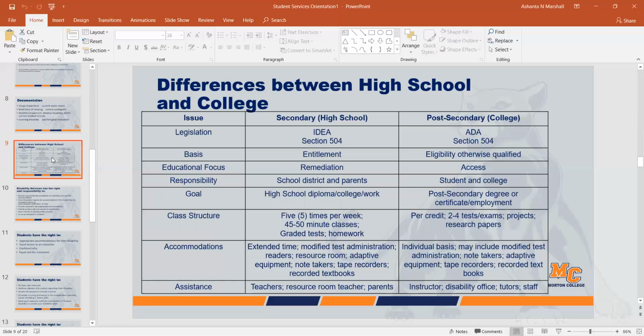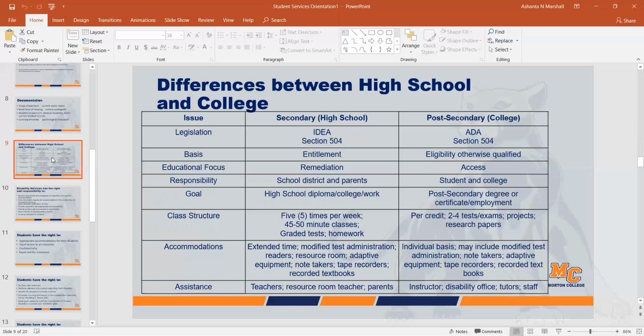Now, for the IDEA, when you're in high school, it's basically an entitlement thing. Let's say in high school, you received a copy of class notes to use on tests and things like that. In college, that is definitely a little bit different. That's not necessarily a reasonable accommodation for most classes. So that is something that we can talk about more in depth.